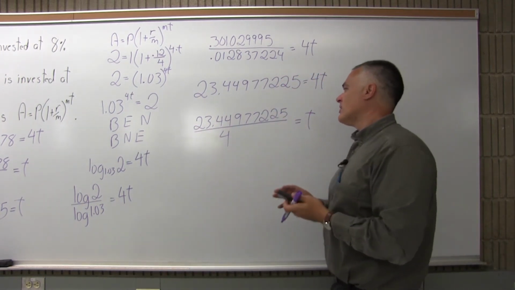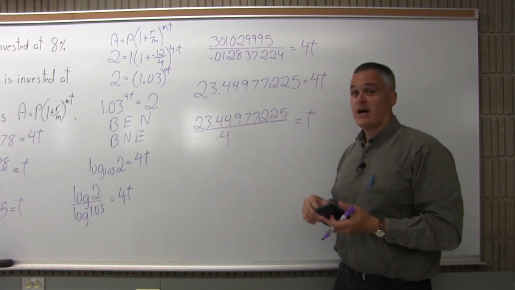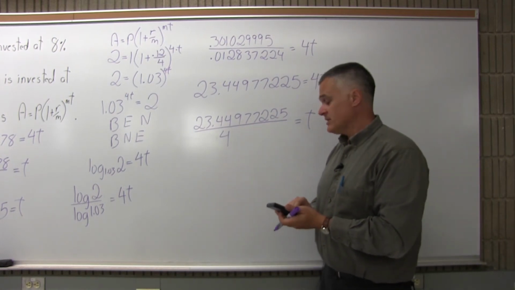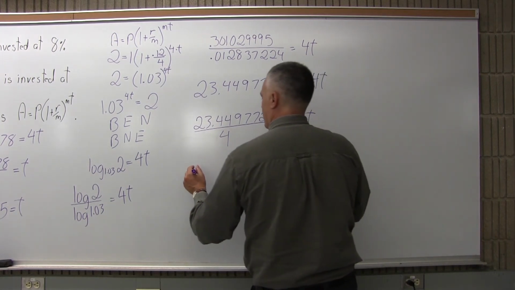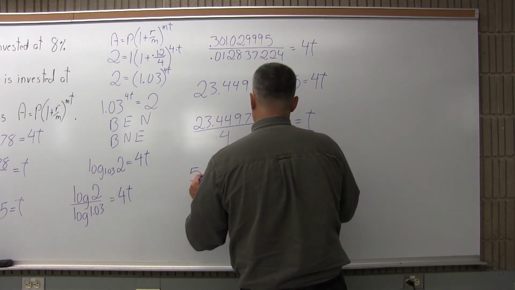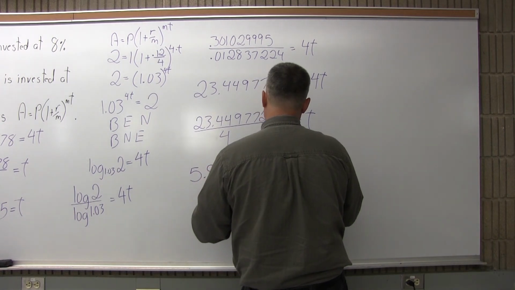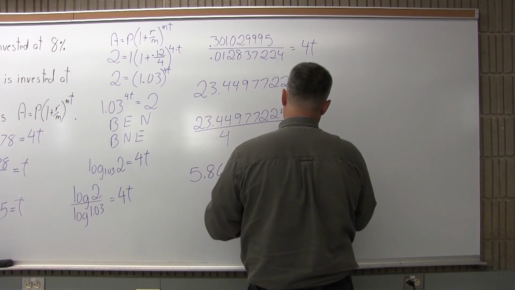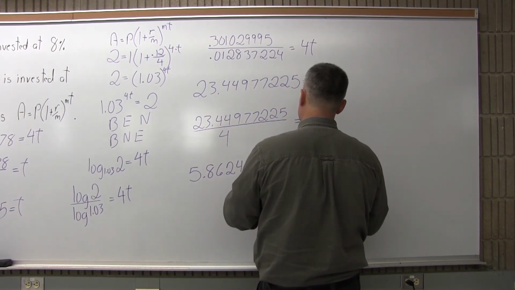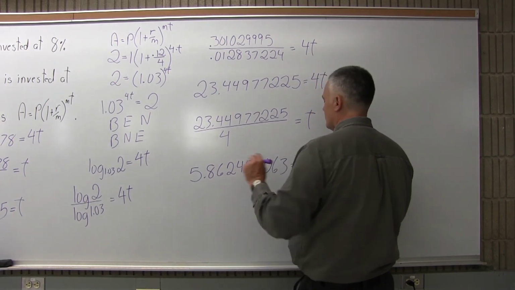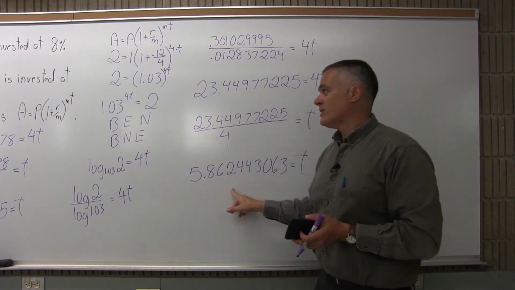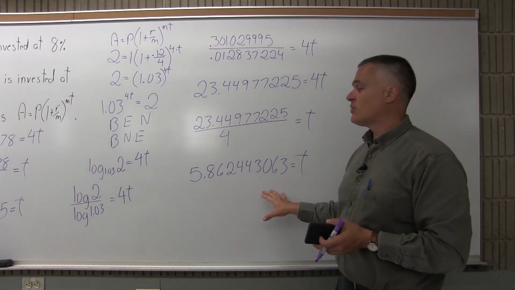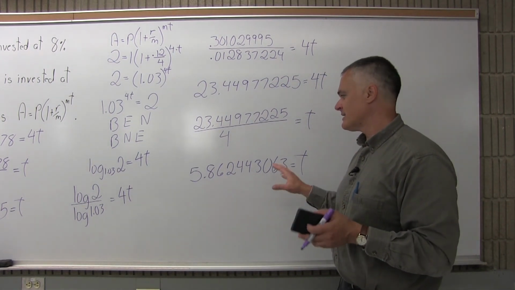And again, the 23.449772225 is on the screen of my calculator already. So I'll just press divide by 4 equals. And what I get is 5.86244363 is equal to t. So it'll take a little less than 6 years actually for your money to double if you invested at 12% compounded quarterly. I'd guess, I think 6.5.